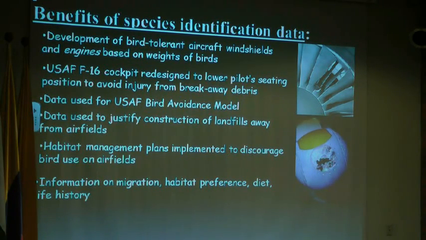Currently, most engines are designed to take 4-pound birds. That's because back when they made the engines that we use now, gulls were the biggest threat. The newest engine on the 777 was designed to take an 8-pound bird, and that's because now we have a lot more Canada geese out there than we used to.